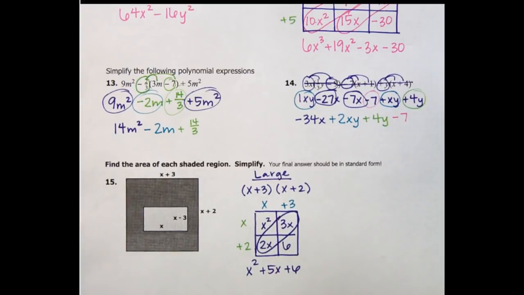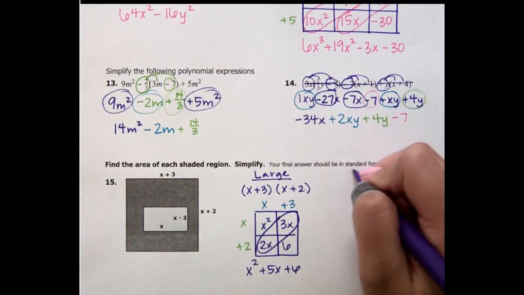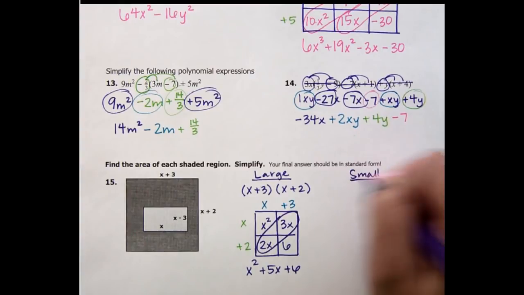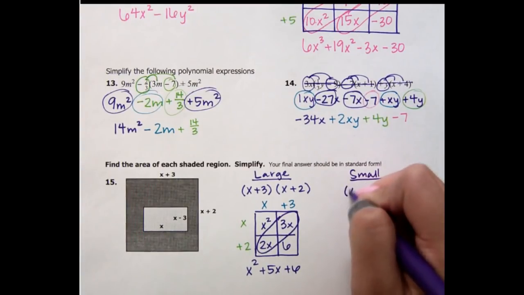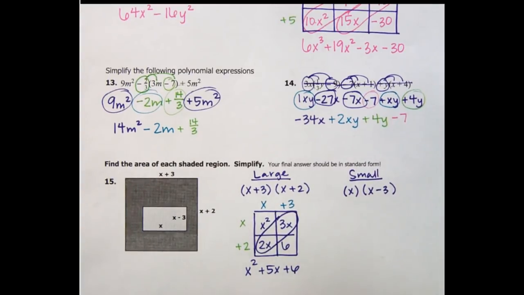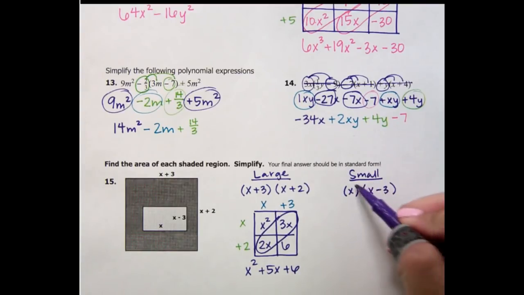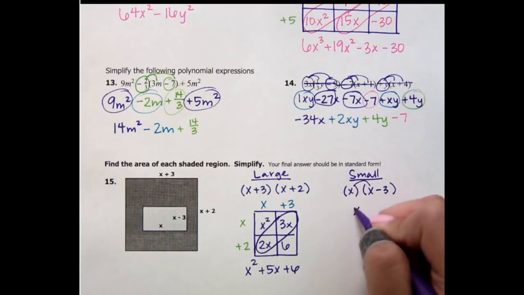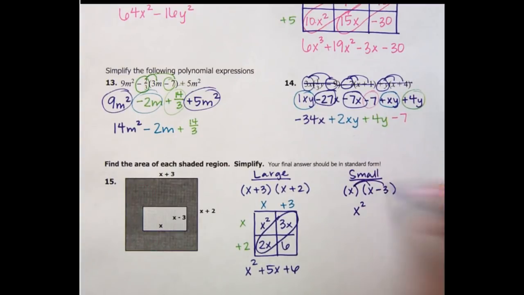So now I'm going to find the area of the small rectangle. Well, this time I just have x times x minus 3. So here I can just distribute. It's not really double distribute because I don't have two different things inside the first parentheses. So I really just distribute this x once to everything inside here. So x times x is x squared. x times negative 3 is minus 3x.